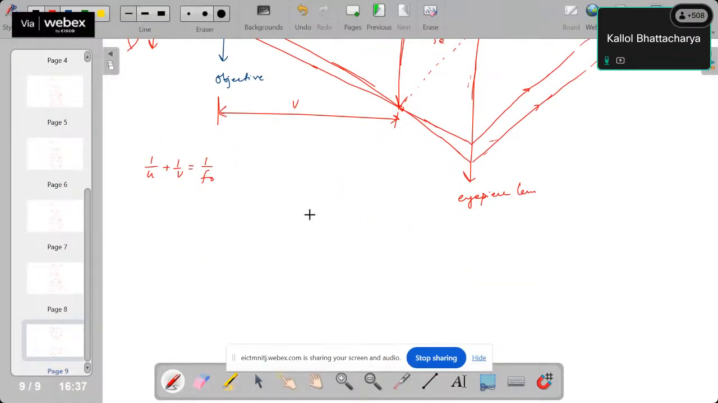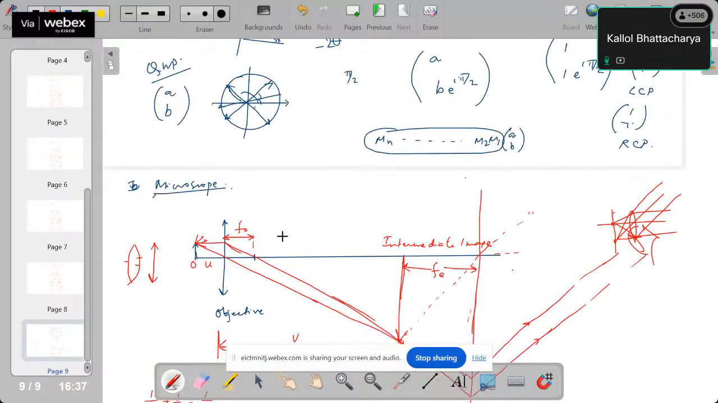So, now you multiply throughout by v. Now v by u is the magnification, and this is the magnification for the objective. Therefore, we write M_O. So M_O plus 1 is equal to v by f naught. So M_O is equal to (v minus f naught) by f naught. Let us write this parameter t, t by f naught. Now, what is t? t is v minus f naught.